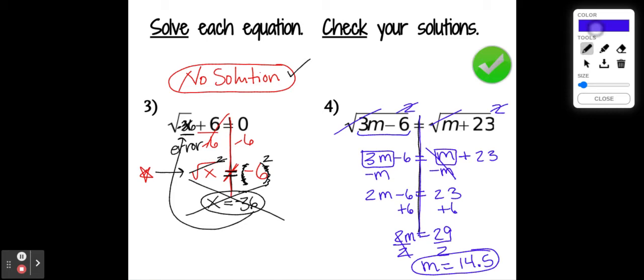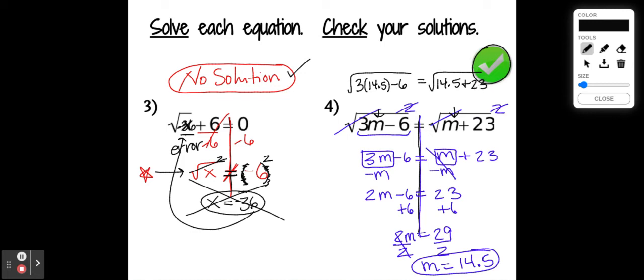Well, I just want to check that solution, and it's always a good idea to check your answers, because you could have ended up with a no solution somewhere along the way. So if I plug in 14.5 for m on both sides, here's 3 times m, which would be 3 times 14.5, take away 6 equals, and over here, if I replace the m with 14.5, plus 23.